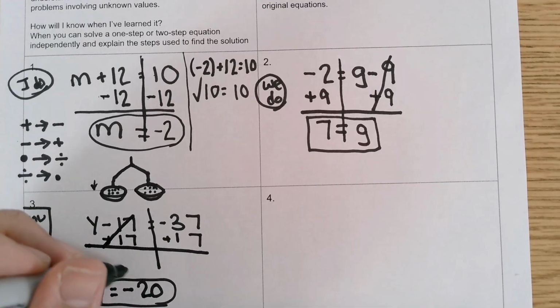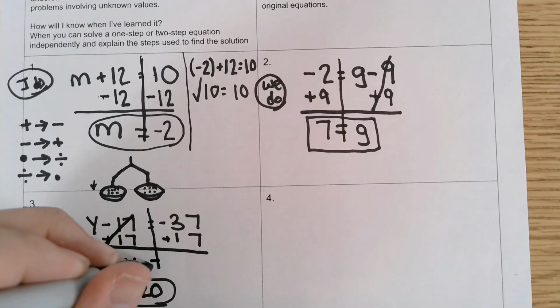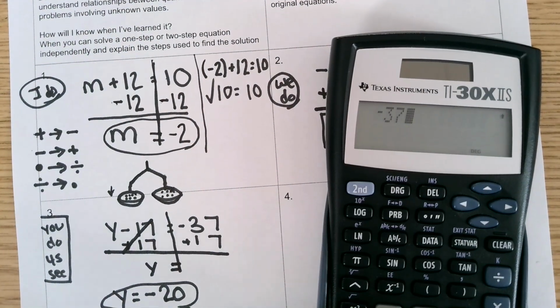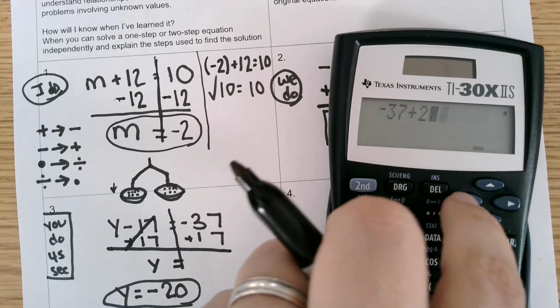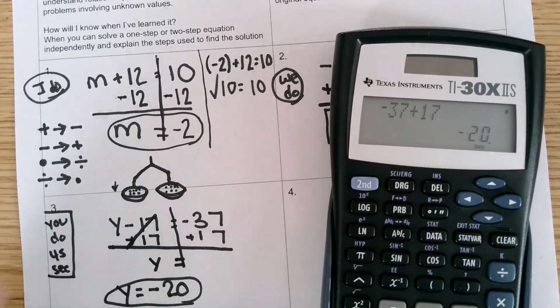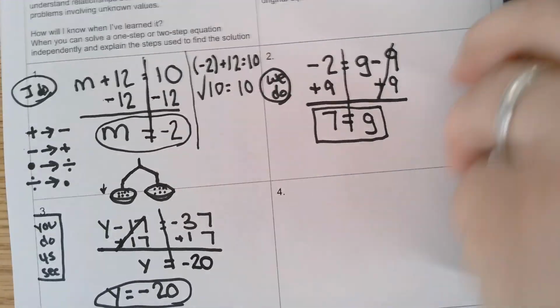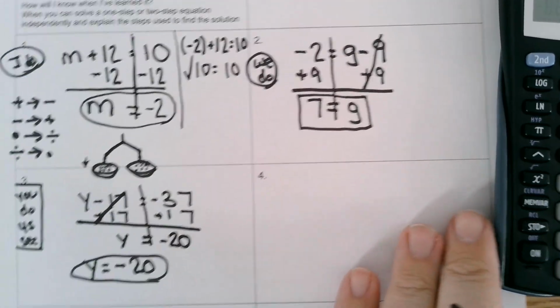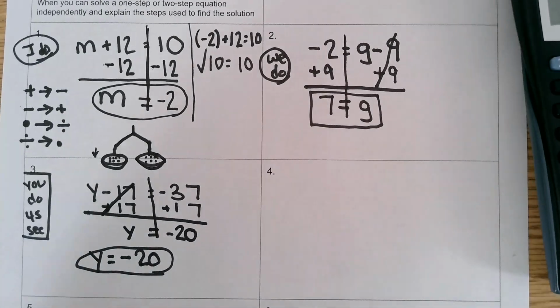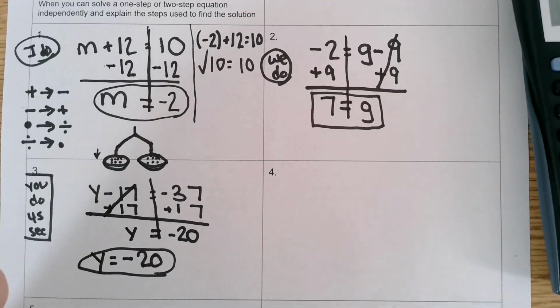-17 plus 17 is 0, so that's just gone. It's eliminated. -37 plus 17 is -20, which is how we arrived at our answer. So that's doing it via addition and subtraction.